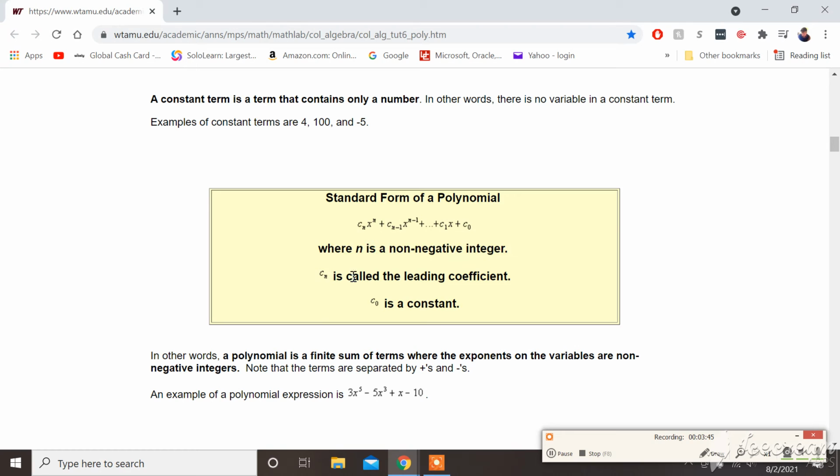Anyway, c base n is called the leading coefficient. So just think, c base n, you're leading this. Lead. And c base 0 is a constant.